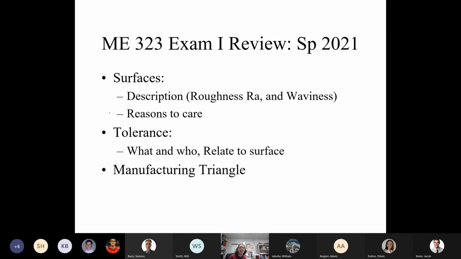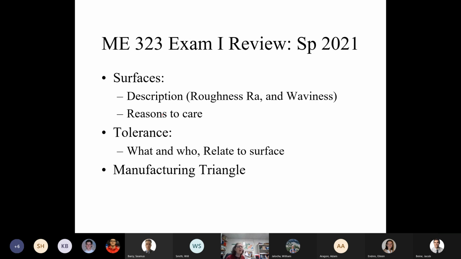So we didn't start with talking about surfaces, but we did talk about surface. We should be aware of what surface roughness is, specifically R sub A, and then what waviness is, and then the reasons to care. Those would be the considerations for fluid flow, tolerance, and appearance, those reasons to care that we talked about.